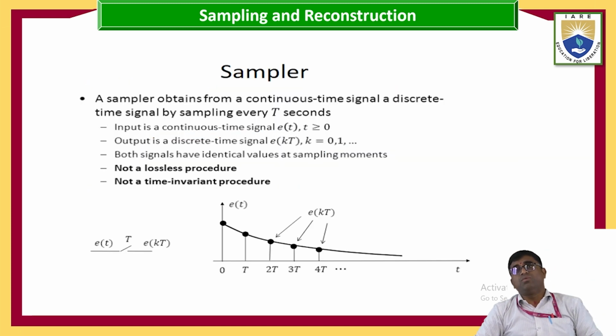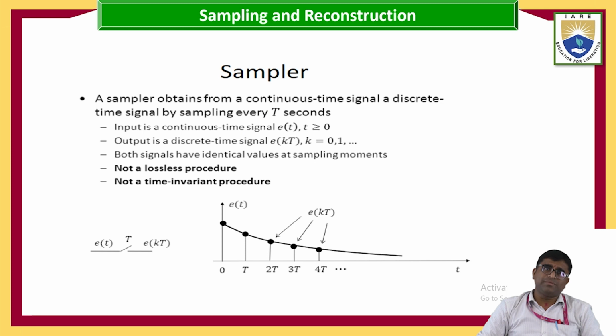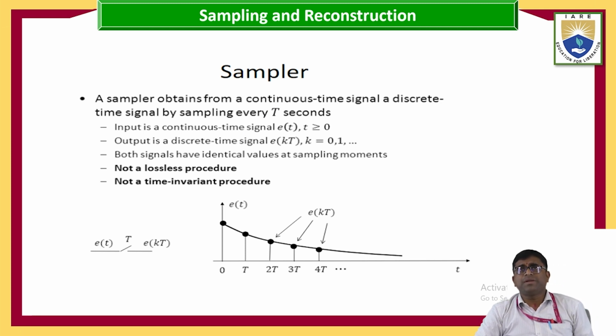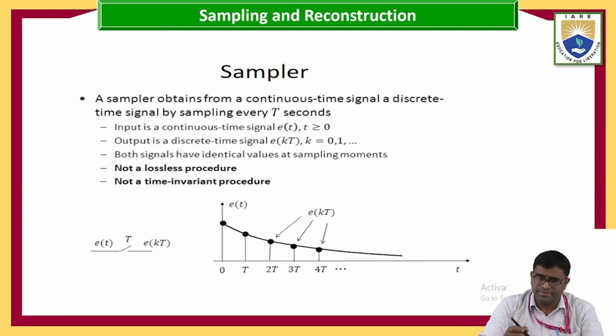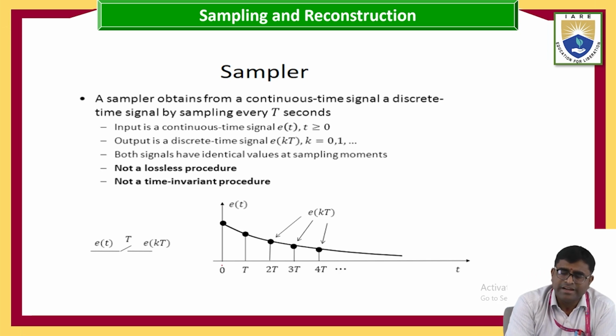Now I am going to explain what the sampler is, once again. The sampler is obtained from the continuous time signal. Already I explained this one. It is a discrete time signal obtained by sampling every T seconds. So here, see, at 0 time it is the maximum value. At time T, again it is going to be some value. In decreasing, no problem, it is some value.